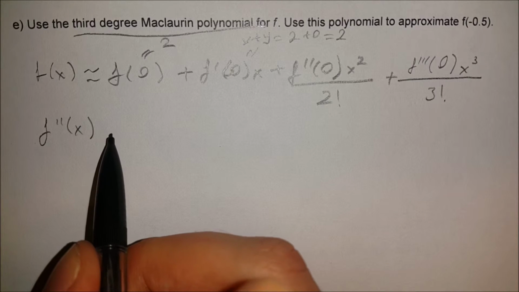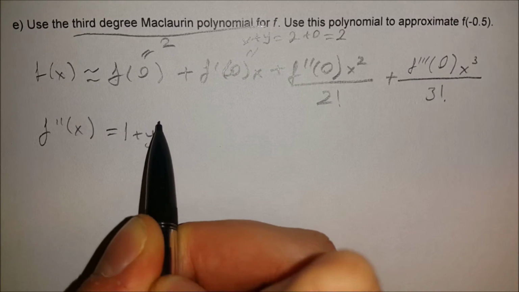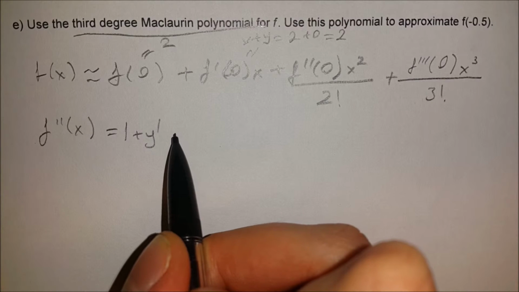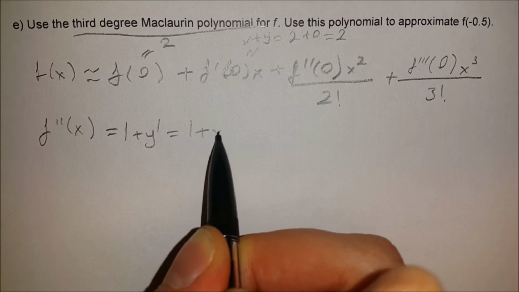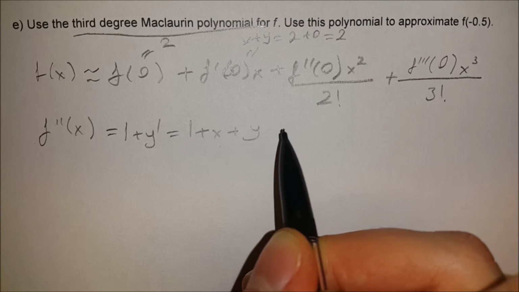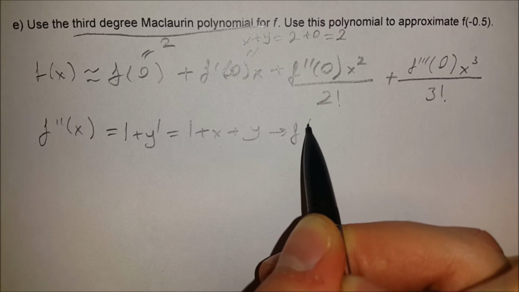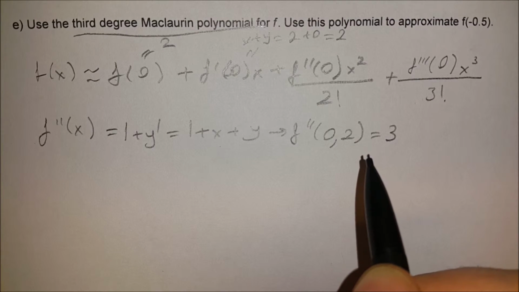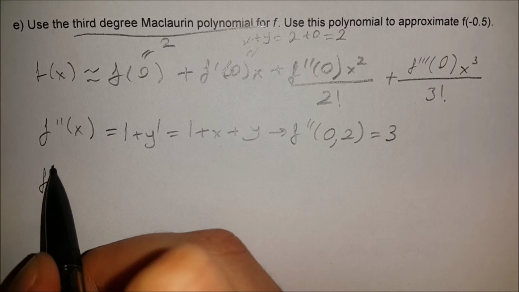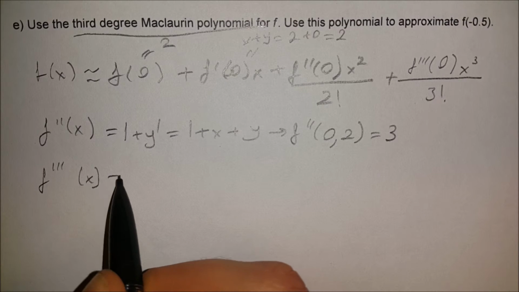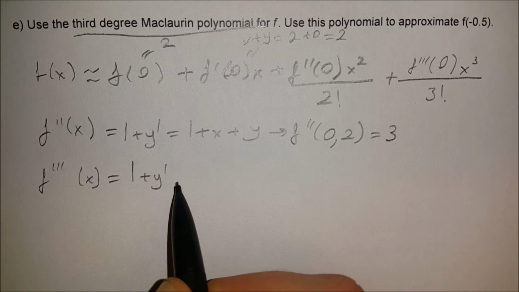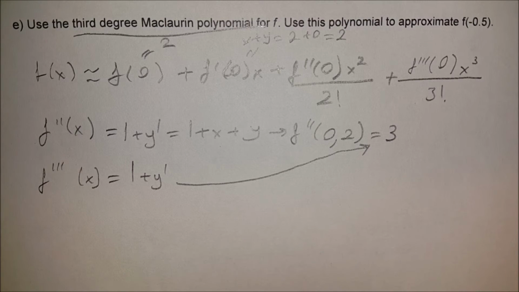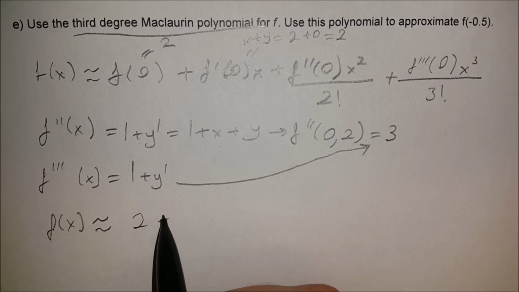So we just need to find f double prime(x), what is that equal to, and that's actually something we found already, and that's equal to 1 plus y prime, which is equal to 1 plus x plus y, as we said, since y prime is given as x plus y. And then when we put the values in, we get f double prime to be 3. Now f triple prime is the third derivative of f(x), is again 1 plus y prime, which is again equal to 3 in this case.